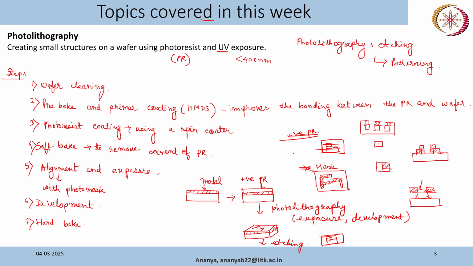Okay, so choosing the correct mask is important. If this portion of your mask is dark, then you will end up getting the opposite metal pattern at the end, if you use positive photoresist. So if your photoresist is negative, you should use the opposite mask, opposite of this one, to get the correct pattern. So this is about photolithography.